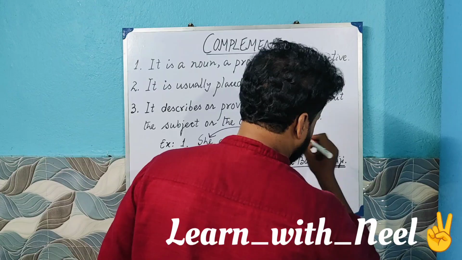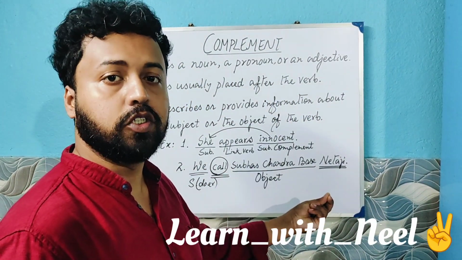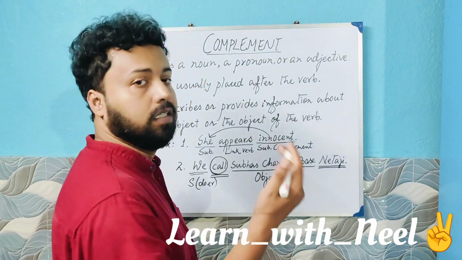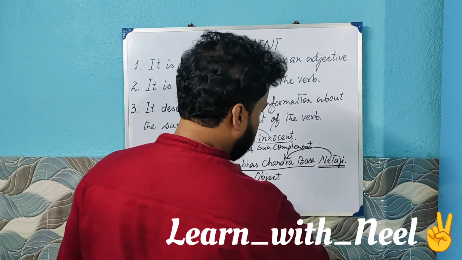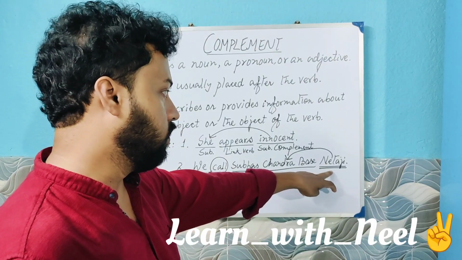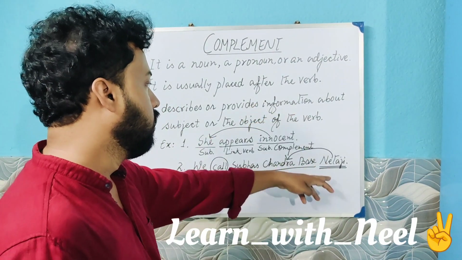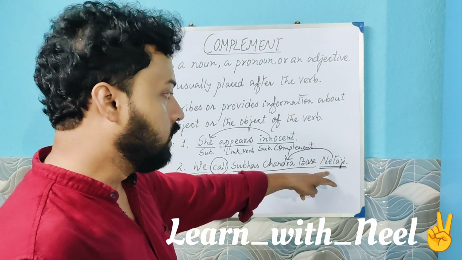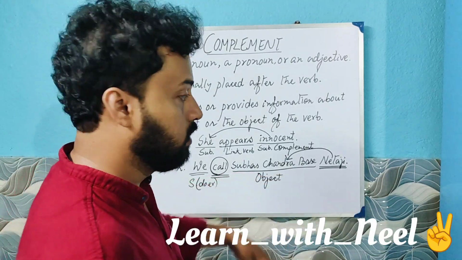Now Netaji is a title. It's an admiration, a remark of admiration. Netaji, a leader. This is a noun and it describes the object, right? This noun here does not describe the subject we, but it describes or provides information about the object, that is Subhash Chandra Bose. So Netaji is acting like an object complement.